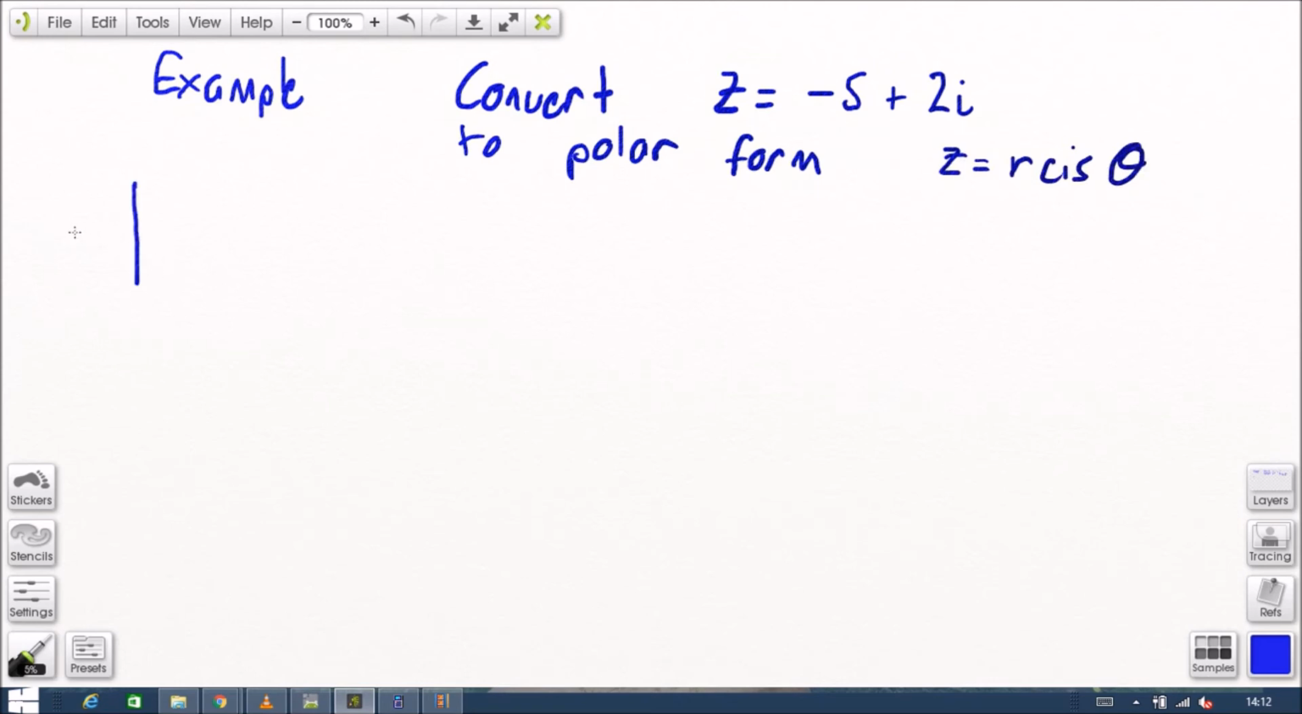So here's an example. We'll start with z equals negative 5 plus 2i. We're going to convert that to polar form. I'll start by drawing it on so I can see whereabouts my complex number is. So it's up here in quadrant 2. So we have to find r. Don't forget, you're going to have to add on 180 degrees because it's in quadrant 2.